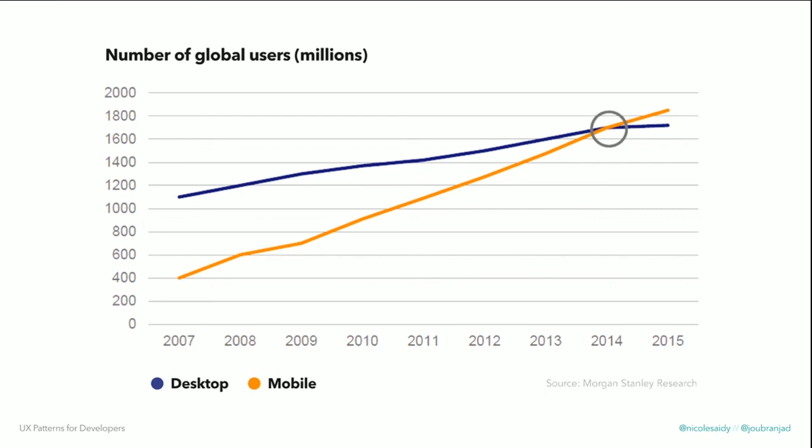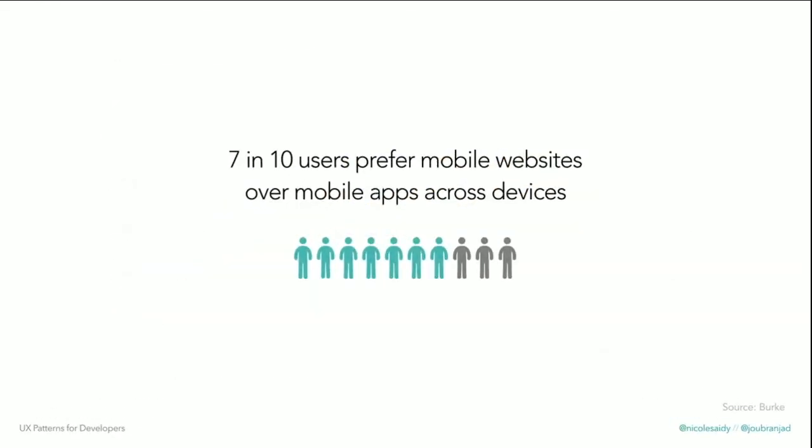And according to research by Morgan Stanley, the number of global users of mobile are growing and growing every year. And it surpassed the number of desktop users. And that's in 2015, so it's still growing even more. And surprisingly, 7 in 10 users prefer mobile website over mobile apps across devices. So that's why we have to invest time to work on web apps or websites that work on mobile, to make them smooth, fast, and as native as possible.